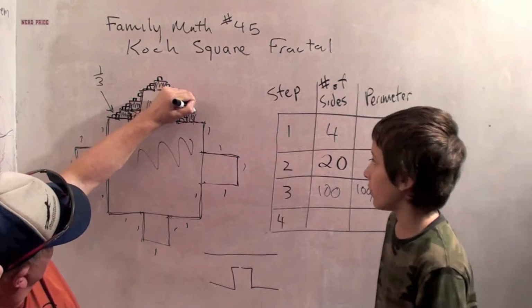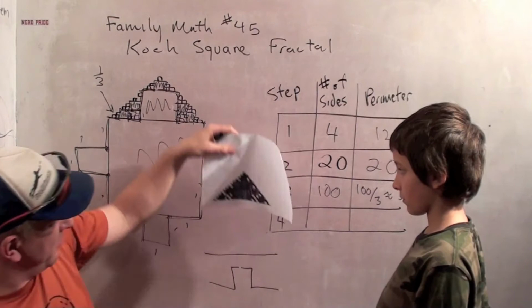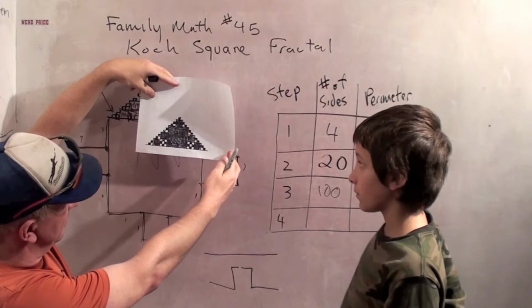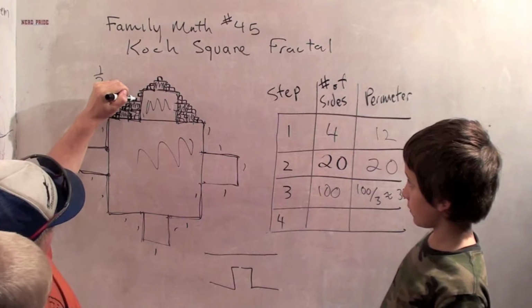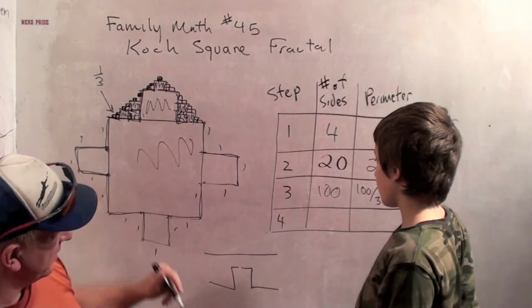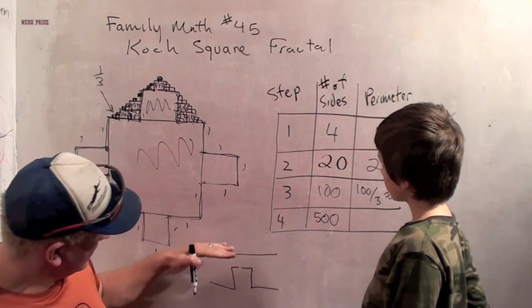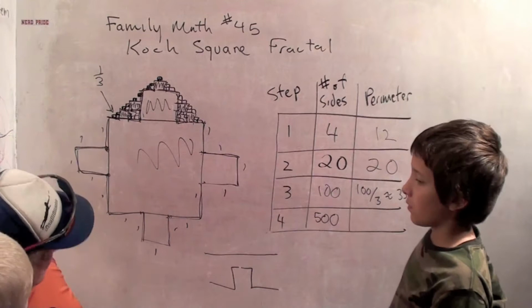And what I did, and you should, if you have graph paper at home, I actually made this with a piece of graph paper so you can see it a little bit better. So you have this crazy picture here. How many sides does this have total if I went all the way around? I think we'd have 500 sides. You would have 500 sides because every time we have a straight line, one side, it turns into 5 sides. How long is each side in this next step?